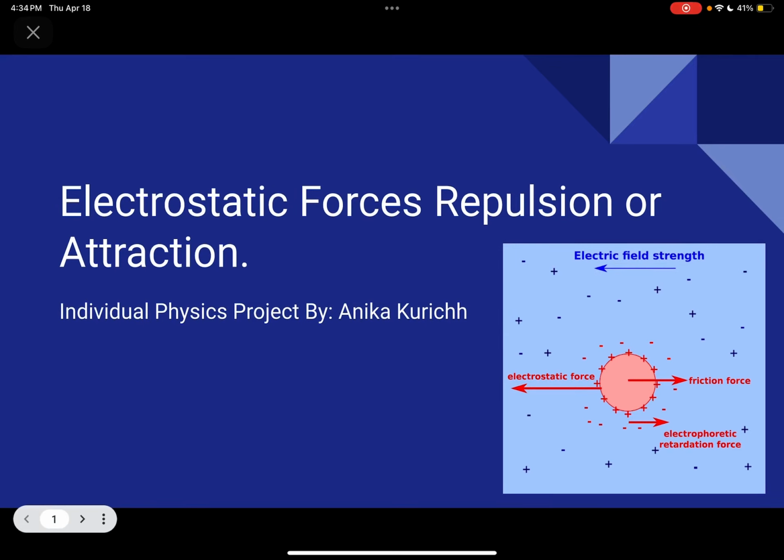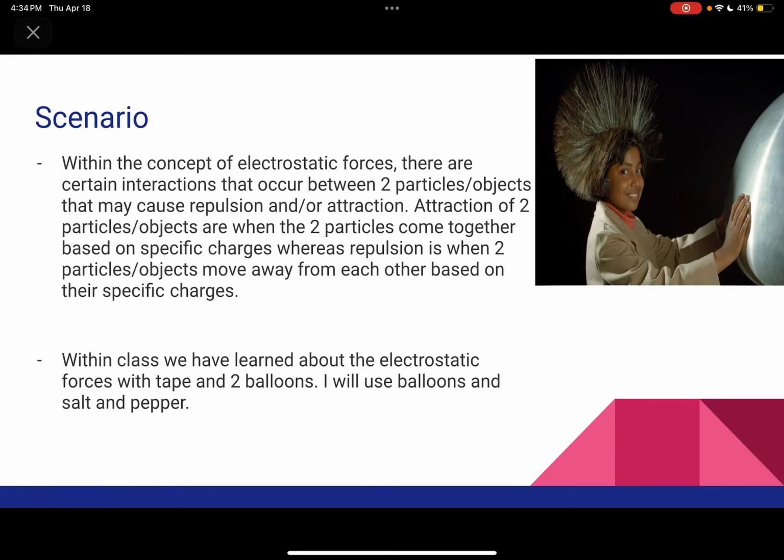My name is Annika Courage, and today I'm going to be talking about electrostatic forces, repulsion or attraction. Okay, so the scenario. The concept of electrostatic forces is between two particles or objects. They could be attracted or repelled. Like repels like and opposites attract.